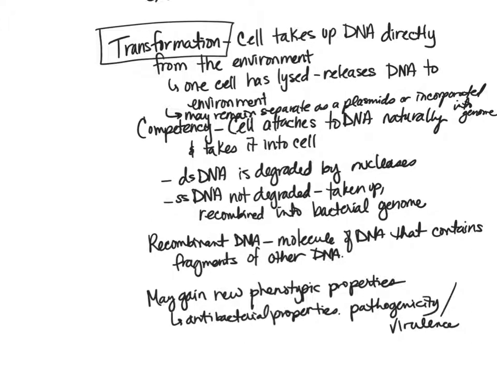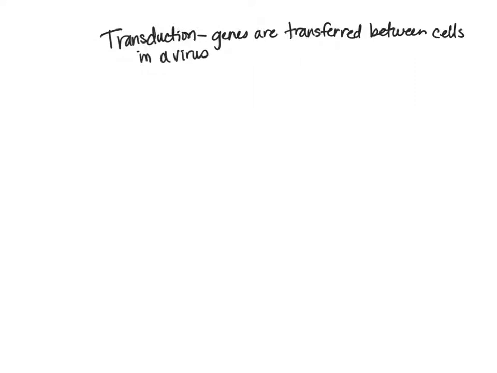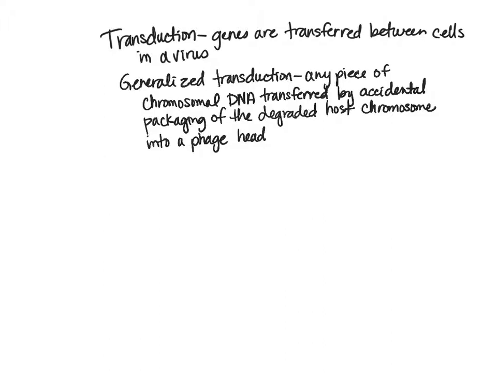The second type of horizontal gene transfer that we'll talk about is transduction. And this is when genes are transferred between cells in a virus. This one we have seen. We've already spoken about generalized transduction and specialized transduction. Remember, generalized transduction is any piece of chromosomal DNA transferred by accidental packaging of the degraded host chromosome into a phage head.